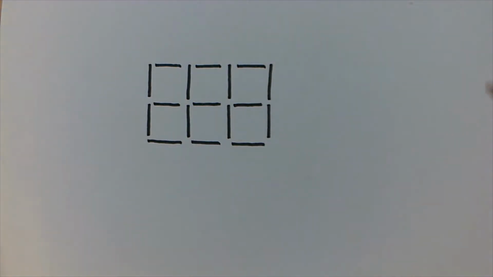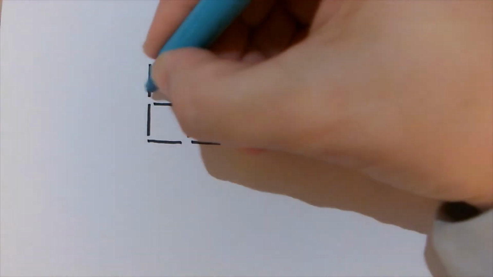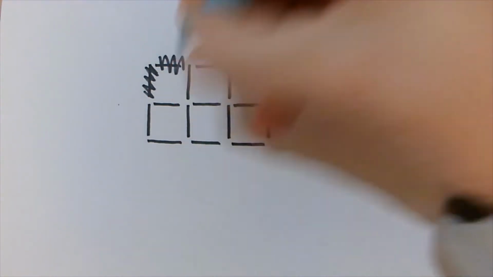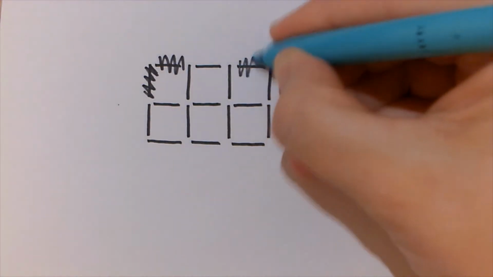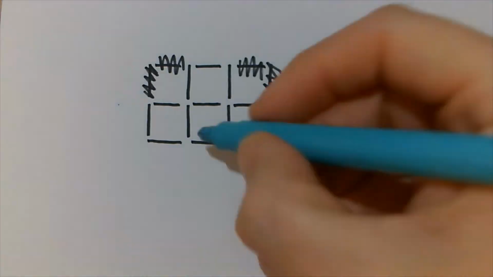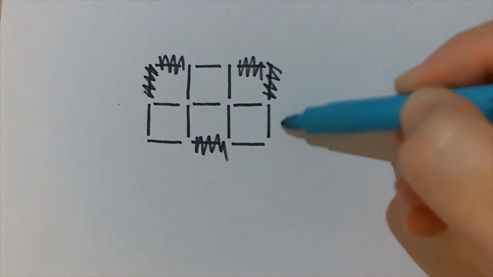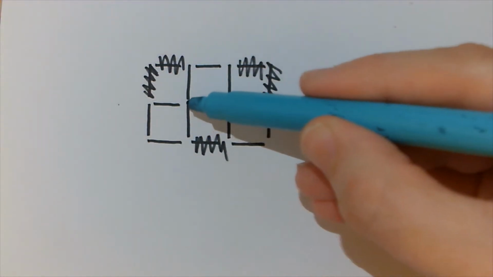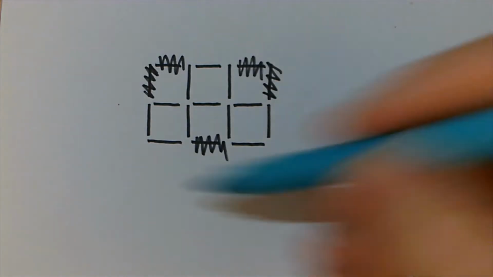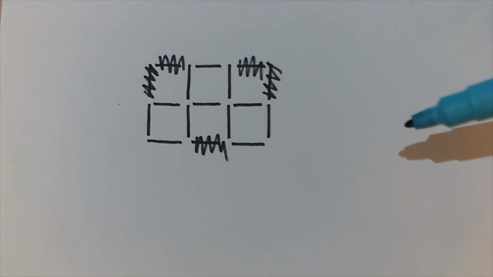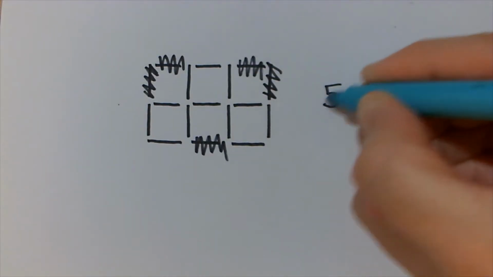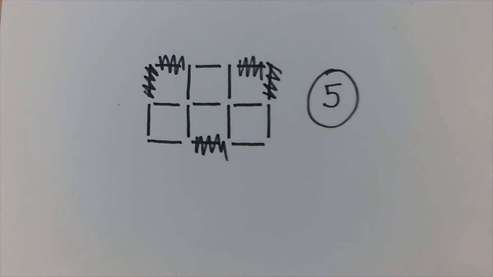And of course the answer is 5. So if you got rid of that one and that one, and that one and that one, and that one, you would have 1, 2, 3 squares only touching by the corners. Of course you could have done it upside down as well. So the answer was you needed to remove 5 matches. Well done if you got that right.